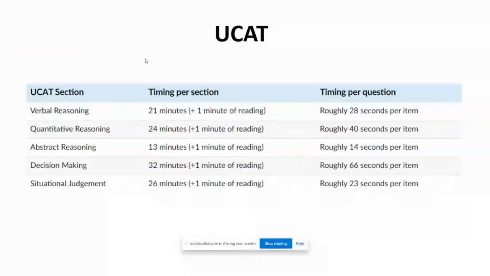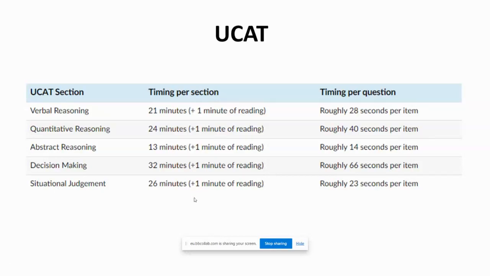So the UCAT stands for Universal Clinical Aptitude Test, and basically it's one of the 3 exams, I think, for when you apply for medicine and dentistry. It consists of 5 main sections: verbal reasoning, quantitative reasoning, abstract reasoning, decision making, and situational judgment, which is mainly about ethics.